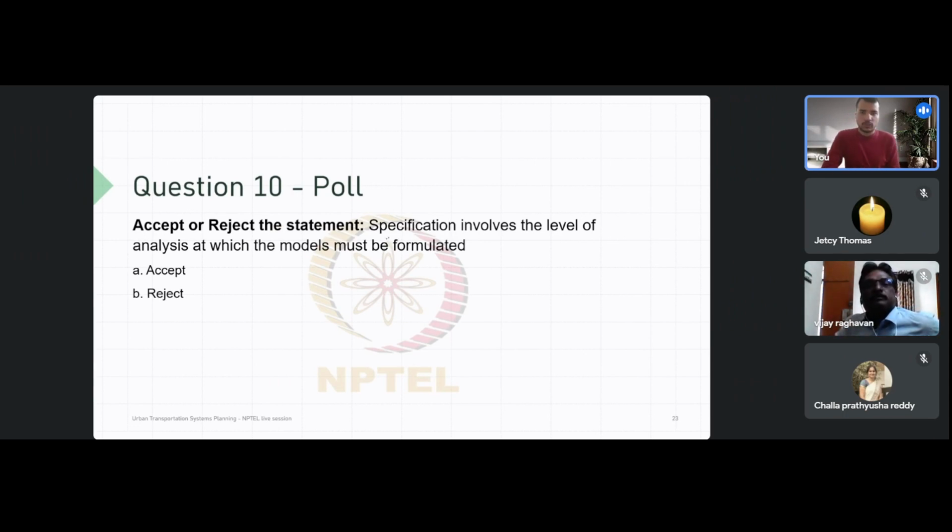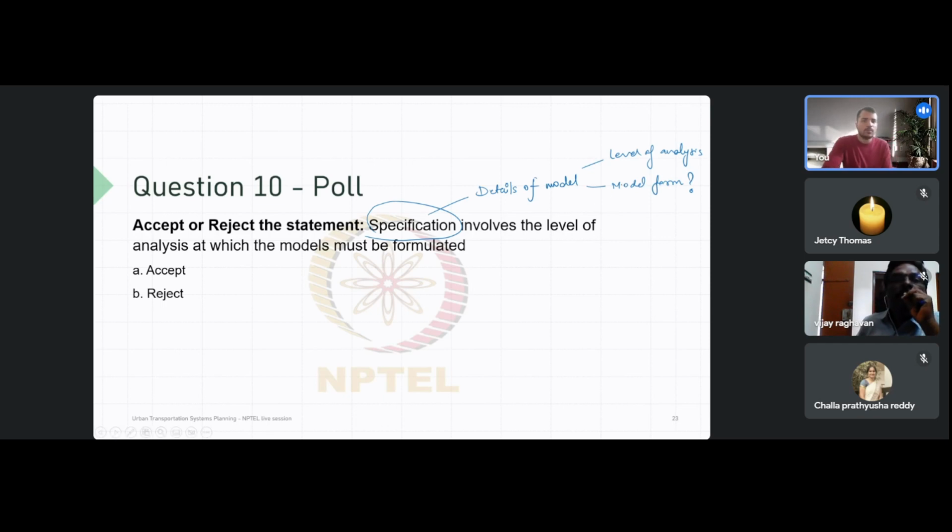So we are talking about the first stage of modeling, that is specification. Here we try to ascertain the details of the model. So what details? What will be the level of analysis? What will be the model form? And other details we try to figure out about the model. So we basically try to specify the details. So that is the specification stage.